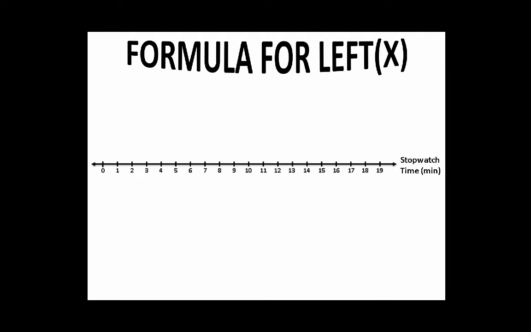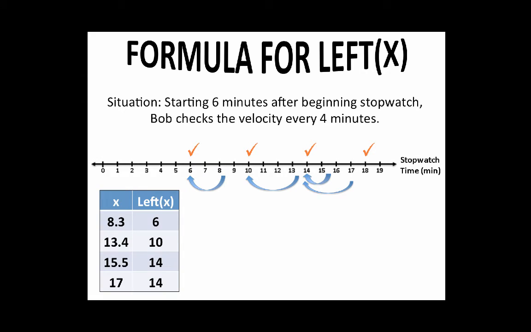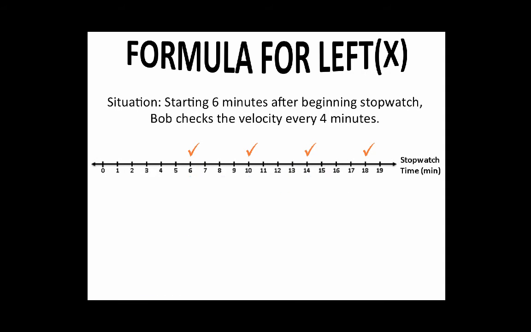Part 2. Now let's work on the formula for left of x. First, we'll use a specific example. Let's say Bob started the stopwatch, and then 6 minutes later he began checking the velocity every 4 minutes. We want a formula that will create correspondence points such as 8.3 and 6, 13.4 and 10, 15.5 and 14, and 17 and 14. This is not a basic polynomial function like the ones taught in high school.